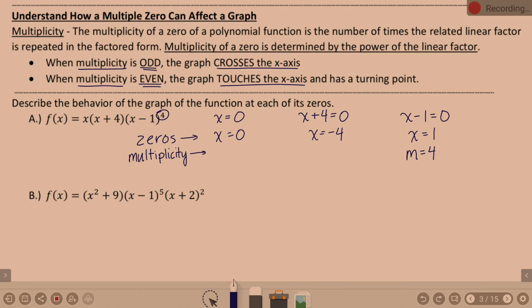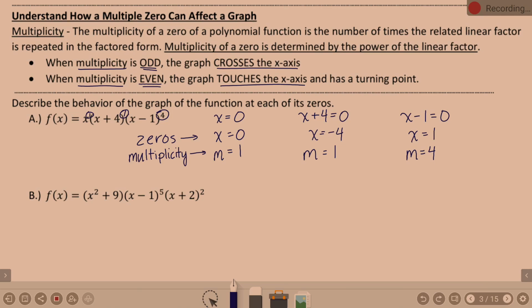What about when my zero is negative 4? That came from the factor x plus 4. What's my power? On x plus 4, what was the power of the factor? 1. There is an invisible 1 there, yes? There's an invisible 1, so that means my multiplicity is 1. Same thing for x equals 0. What was the power on that factor? What's the power on x here? 1. Invisible 1 again, yes? So it also has a multiplicity of 1.